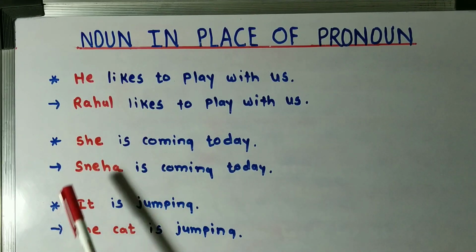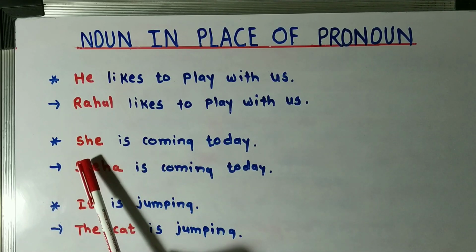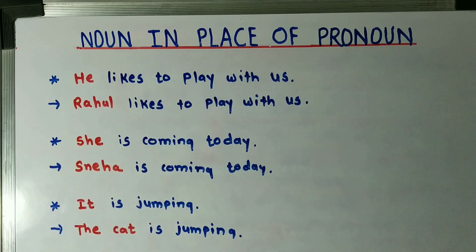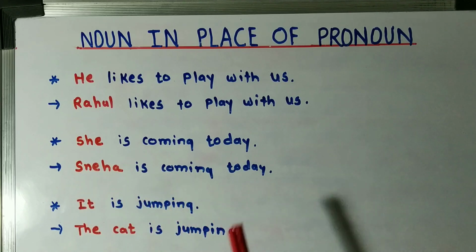Next example. She is coming today. From this sentence, we are going to remove she and in the place of she, we have to put the name of a girl. And here the sentence would be read like this. Sneha is coming today. Next one. It is jumping. From this sentence, the word it is to be removed and in the place of that word, we have to put a singular noun, that is, the cat is jumping.